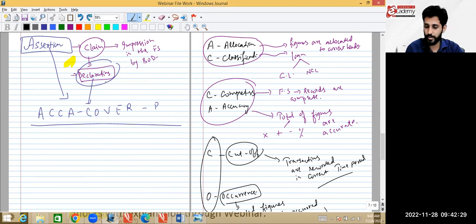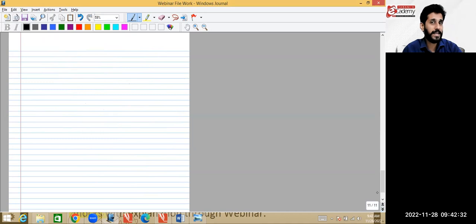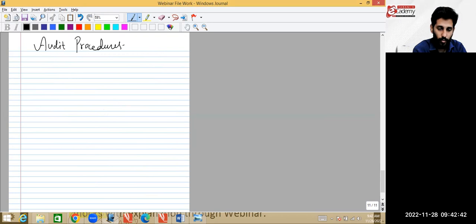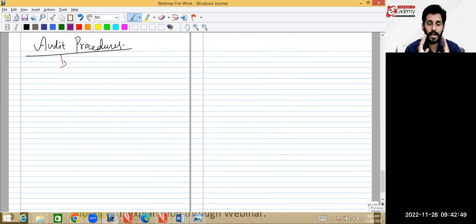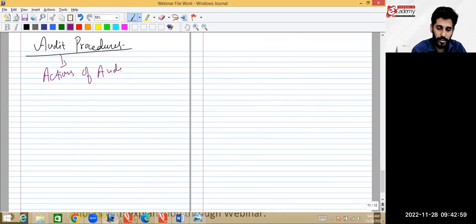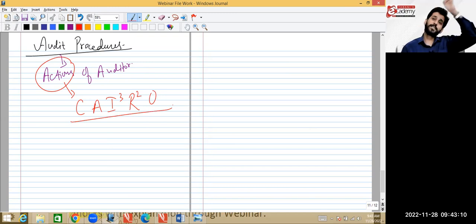Now let's turn to the procedures, because we are here to learn the substantive procedures, the cracks of substantive procedures. I'm going to teach you the audit procedures. Audit procedures are the actions of the auditor, and you can remember them by the mnemonic CAIRO. I got this from one of the past official study texts. It's not the capital of Egypt.